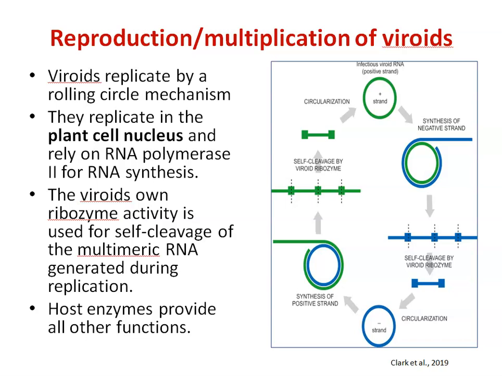Next is reproduction or multiplication of viroids. Viroids replicate by a rolling circle mechanism. Viroid RNA does not contain any gene that encodes proteins. It merely carries signals for its own replication by the host machinery. Although the viroid encodes no protein enzyme, the viroid RNA itself acts as a ribozyme. That is, the RNA catalyzes an enzymatic reaction.